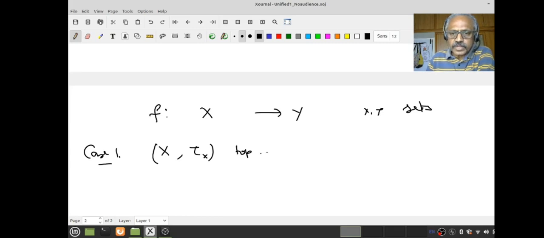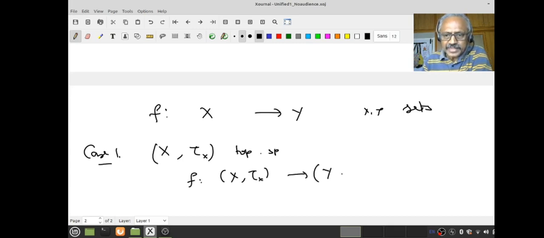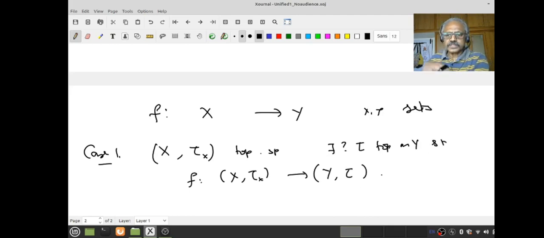That is, there is a topology on X, namely tau X. Right? Then what can I ask? So now I can think of this as a function from the topological space (X, tau X) to a set Y. What I can ask is whether there exists a topology tau on Y so that this function is continuous.